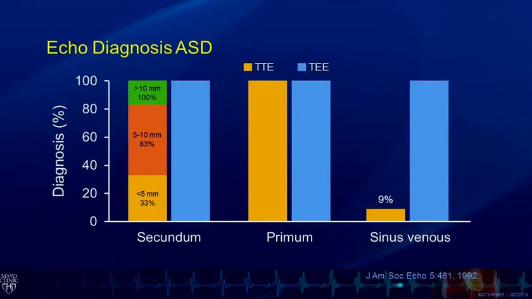The primum defect, because of its unique architecture, is easily identified by both transthoracic and transesophageal echo and should not be missed. The sinus venosus defect, however, can be quite difficult to determine by transthoracic echo, and we may miss upwards of 90% of these defects. If there is suspicion of a defect in this area, transesophageal echo is the gold standard, and we should be able to identify 100% of sinus venosus defects with transesophageal echo imaging.